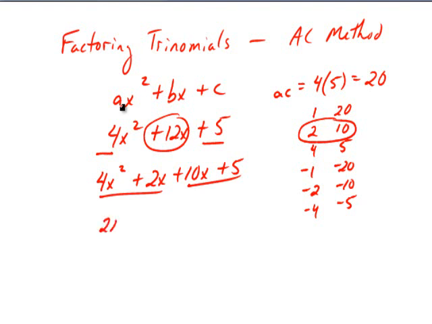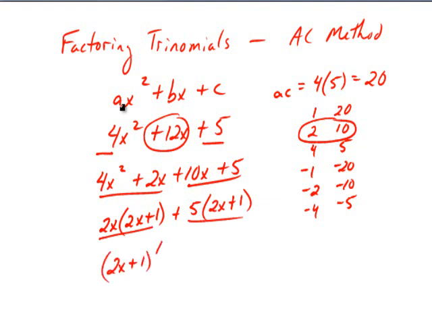In the first two terms we can factor out 2x, leaving the other factor as 2x plus 1. In the last two terms we can factor out 5, which would give us the other factor of 2x plus 1. I then have two parts of this expression that both share a common factor of 2x plus 1, with the other factor being 2x plus 5. So we've finished our factoring of that polynomial.